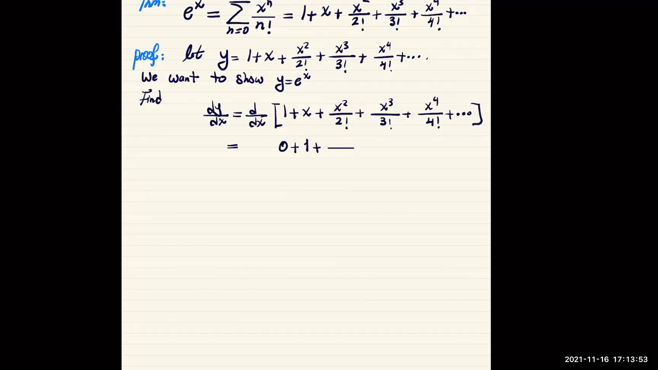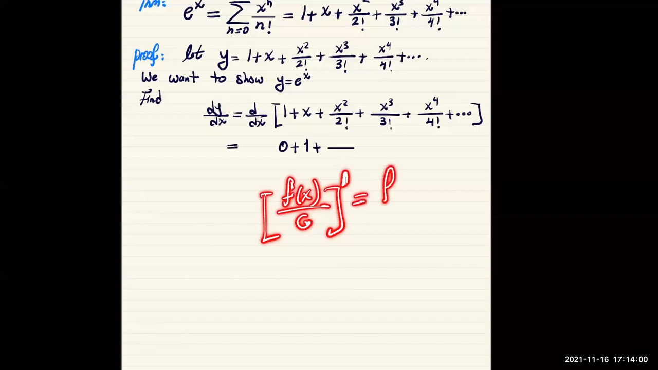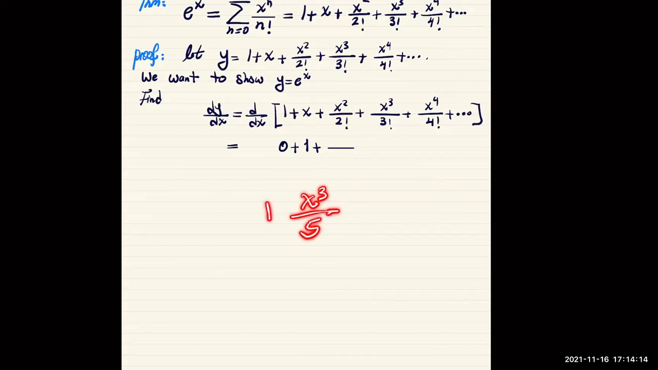Okay, the derivative of f of x over some constant is equal to f prime of x over the constant. Just take the derivative of the top function, divide that by the constant. You don't need to do quotient rule. For example, the derivative of x cubed over 5 is 3x squared over 5. Okay, do not do quotient rule. The derivative of x squared over 2 factorial is 2x over 2 factorial.